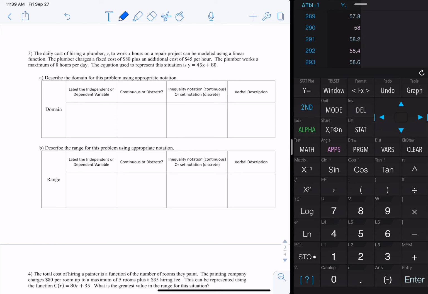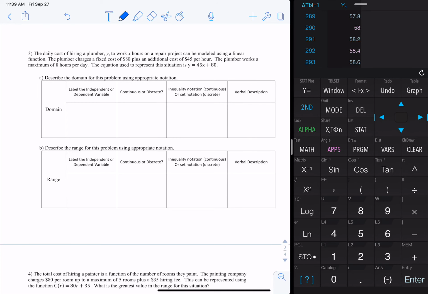All right, next. The daily cost of hiring a plumber Y to work X hours on a repair project can be modeled using a linear function. The plumber charges a fixed cost of $80 plus an additional cost of $45 per hour. The plumber works a maximum of 8 hours per day. The equation used to represent this situation is Y equals 45x plus 80.